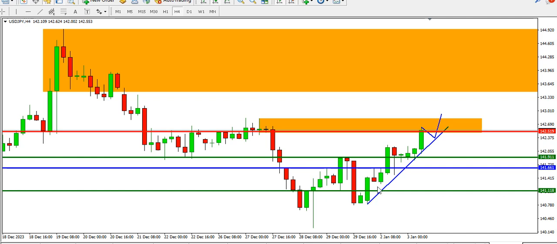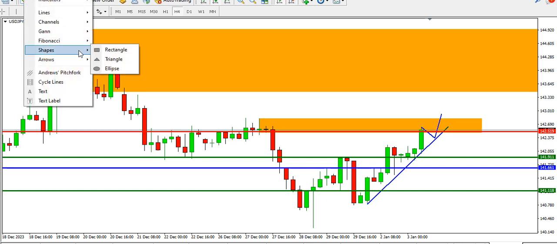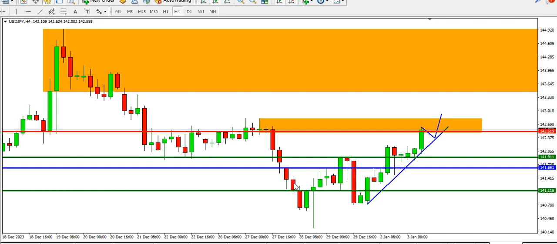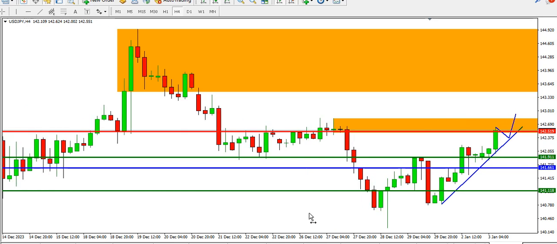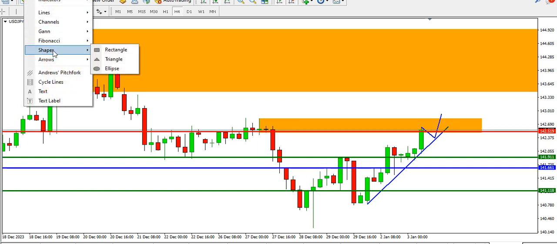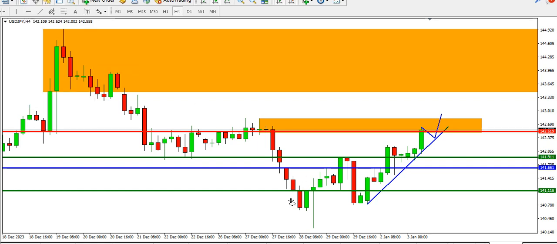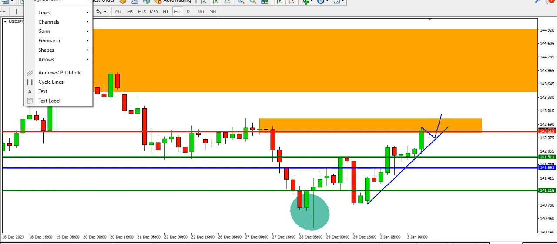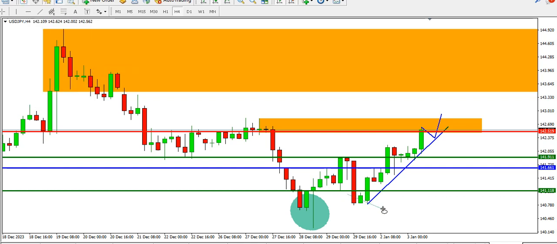We have this double bottom. This is the first bottom for USDJPY on the 4-hour time frame. Okay, the first bottom, and this is the second bottom for USDJPY on the 4-hour time frame.